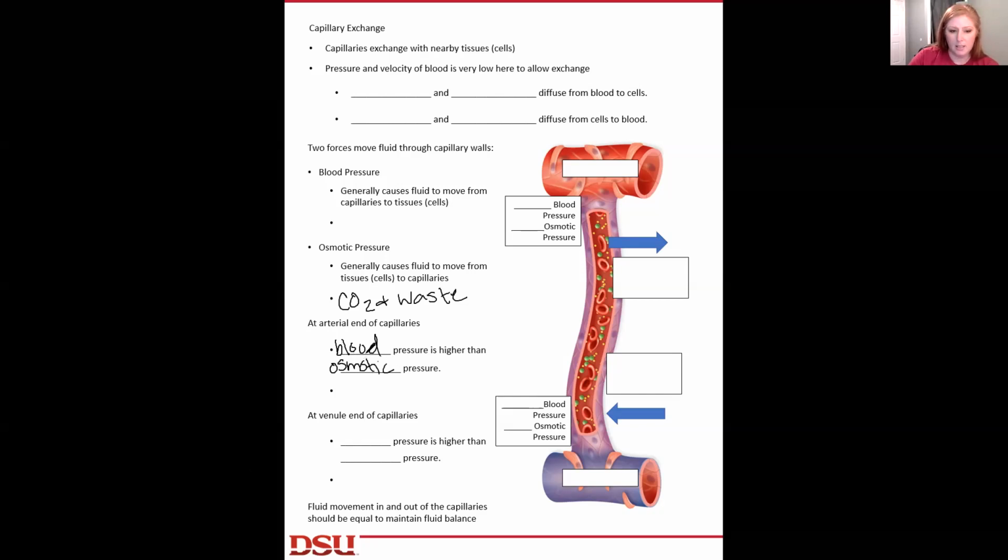The other reason that this makes sense is because we know that from the arterial end, we have oxygenated blood. And this is where we've got to send the good stuff in. So it makes sense that our blood pressure would be higher at the capillaries. So we're going to have our oxygen and nutrients pulled out of the capillary into the cell. This is a diffusion type process again.